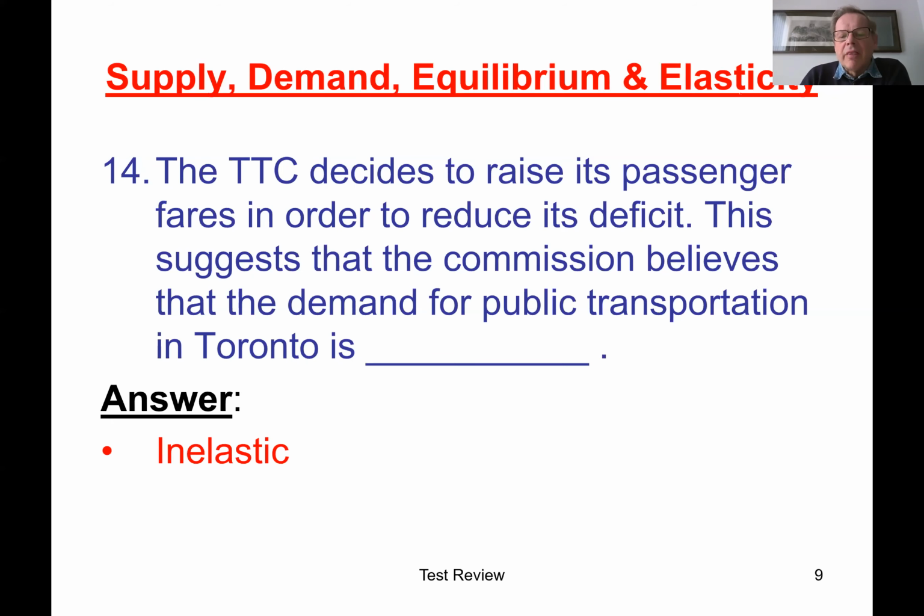They believe that their demand curve is very, very steep, that they can raise the price and the quantity demanded will decrease just a little bit, but the price increase will offset the loss of customers.